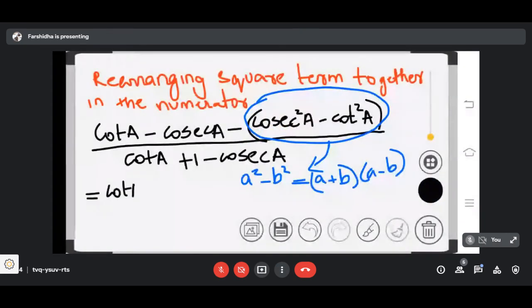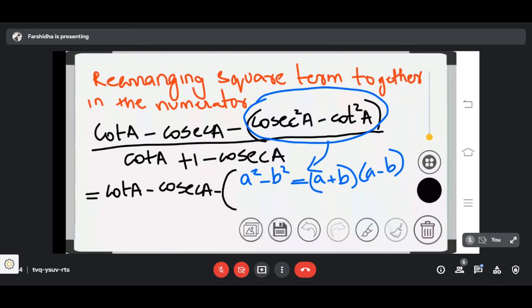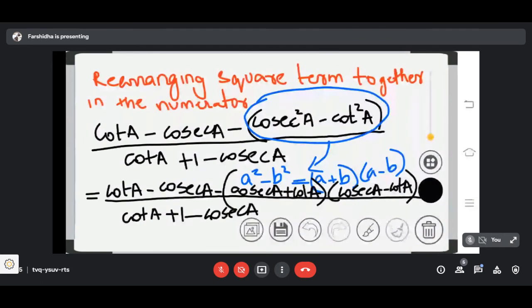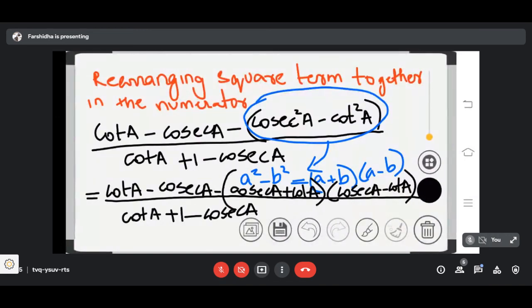Next step will be cot a plus cosec a minus open the bracket and write it in the form of a plus b into a minus b. A is what? Cosec a. B is cot a. So a plus b will be cosec a plus cot a into cosec a minus cot a. Whole divided by, write the same thing, cot a plus 1 minus cosec a. So in this step, we have simply changed this a square minus b square form to a plus b into a minus b. We have just applied the identity number 3.